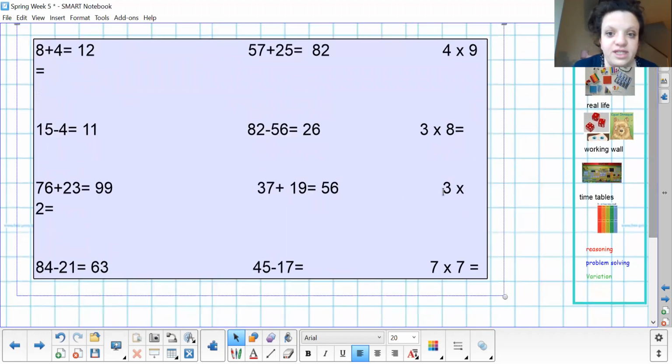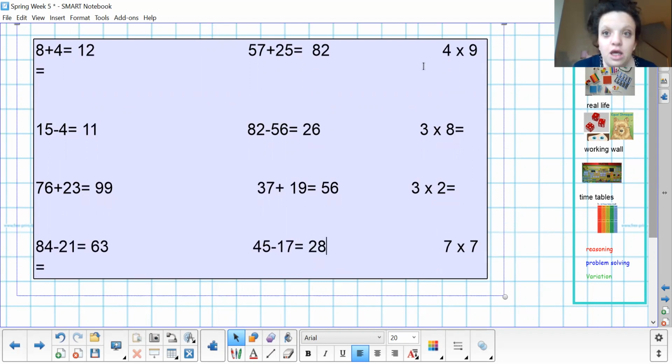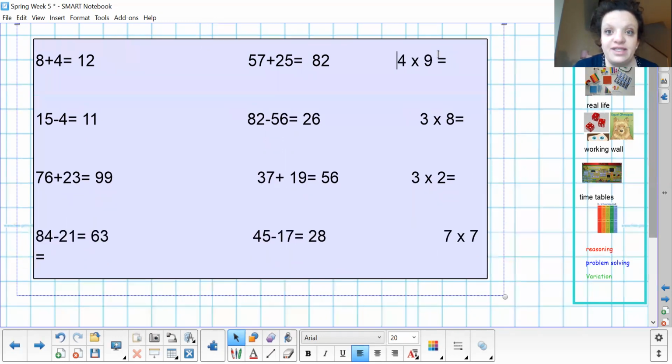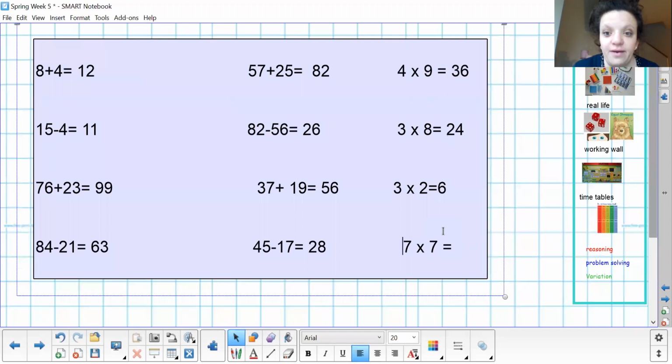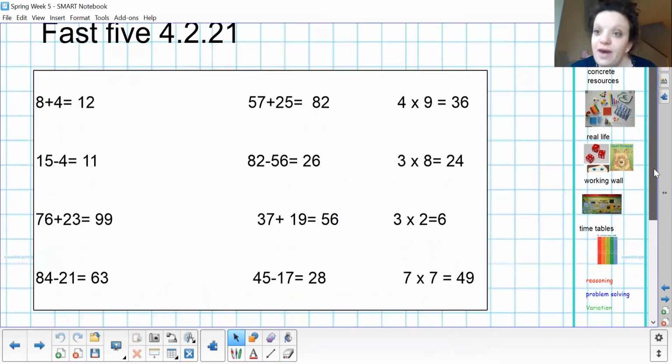And then we're going to do 45 take away 17, so 45 take away the 10 is 35, take away the 7 is 28. 4 times 9, we are going to get 36. 3 times 8, we're going to get 24. 3 times 2, we're going to get 6. And 7 times 7, we are going to get 49. Okay, well done, everybody. That is fantastic if you got those all right. And if you need to do any editing or any correcting, please go through and do that now.